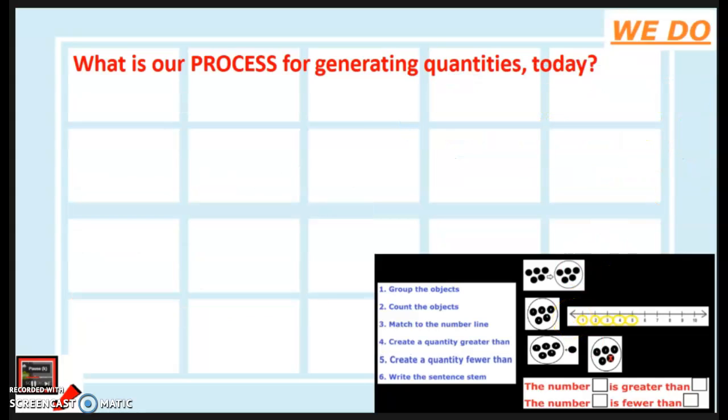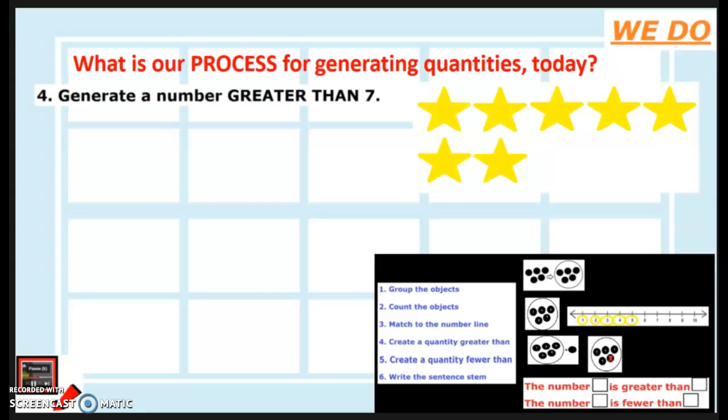Alright, so the next one we're going to do, I want you to generate a number that is greater than 7. Go ahead and go through all the process steps. Unpause when you're ready to check your answer.